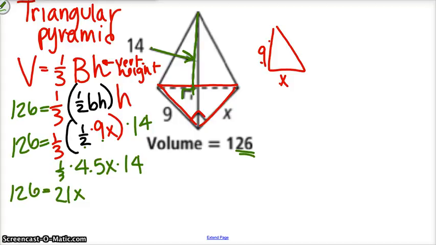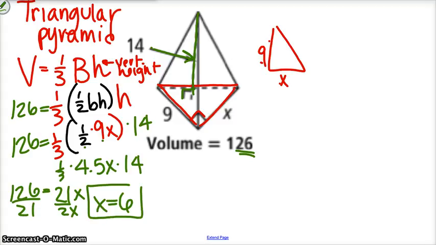Divide both sides by 21. X is equal to 6. So we have a triangular pyramid with the triangle having base and height of 6 and 9, and then the entire pyramid has a height of 14.